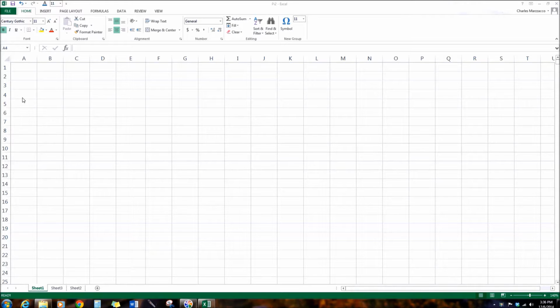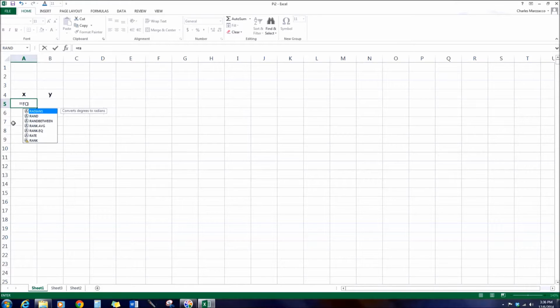This is Excel, graph 2, pi. So, we're going to have x and y. So now x is going to be equal to rand. Now, while he's doing that, I should say that we're trying to do a Monte Carlo calculation for pi.